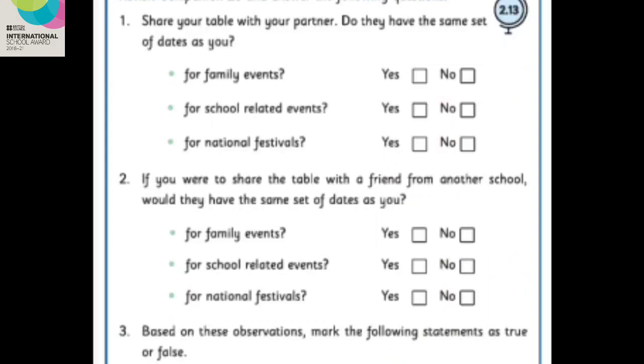So third question, based on these observations, mark the following statement as true or false. So we had an analysis now, right? We compared our details with someone else. So based on these, we need to mark whether the following statements are true or false.